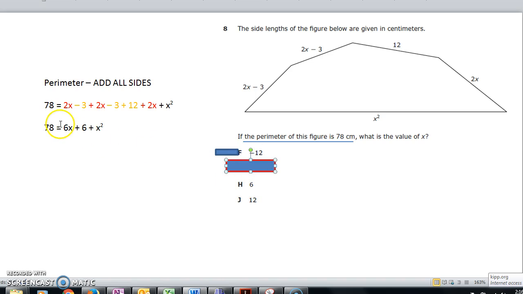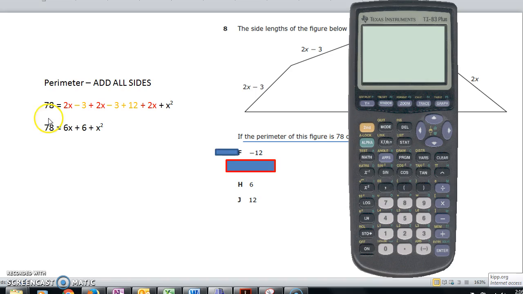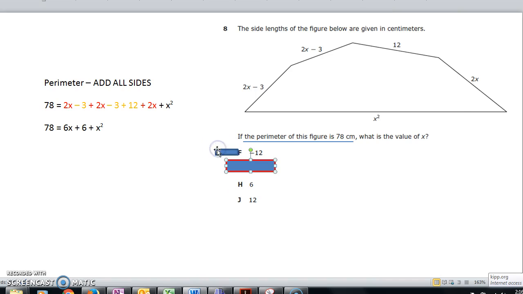H. Plug in a 6 everywhere you see an x. So I'm going to do 6 times 6, parentheses 6, plus 6, plus, in parentheses, 6 squared. So 6 is in parentheses, squared. Ooh, I get a 78 for this one. So I got a 78 so far for 2 answer choices, for F and for H. So hold on to H. H, we have to look back at again.